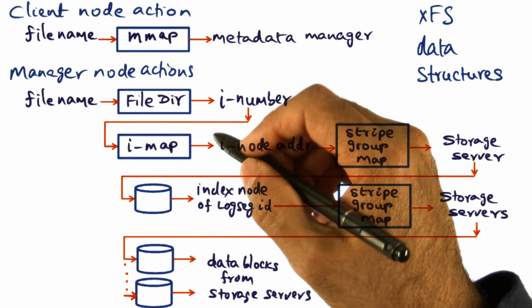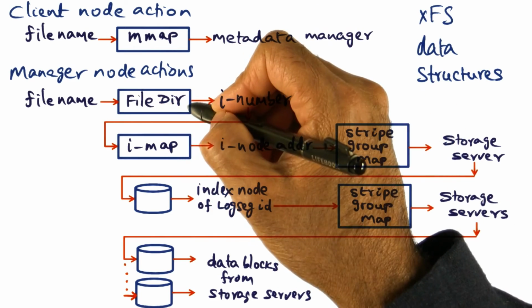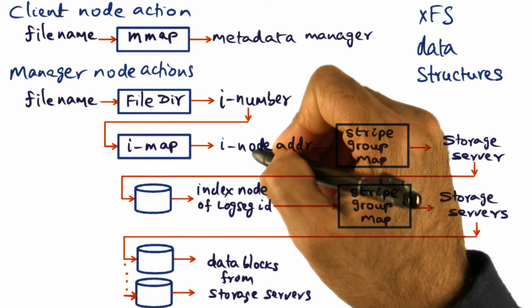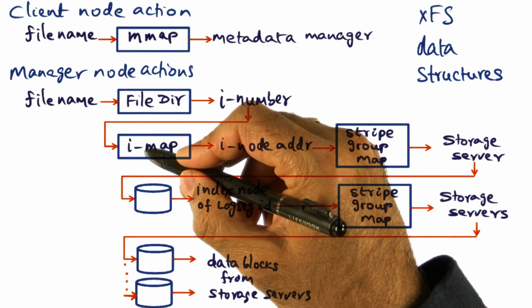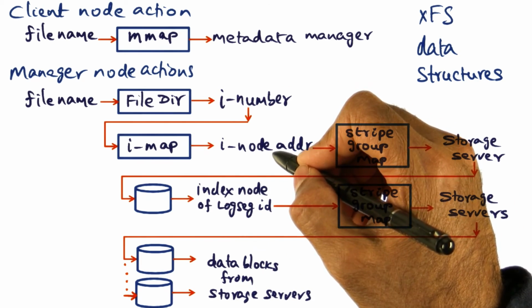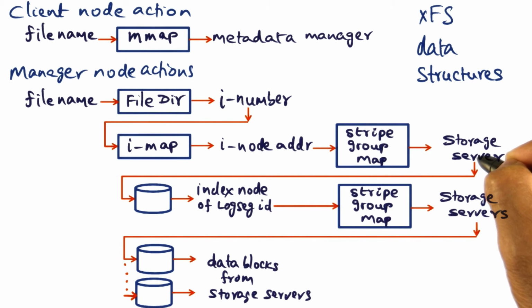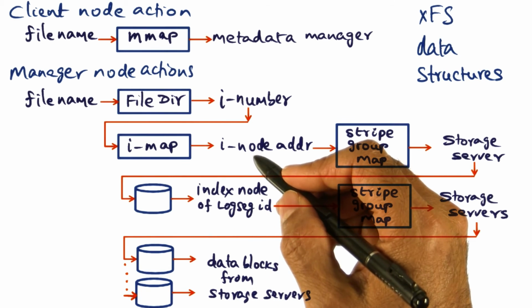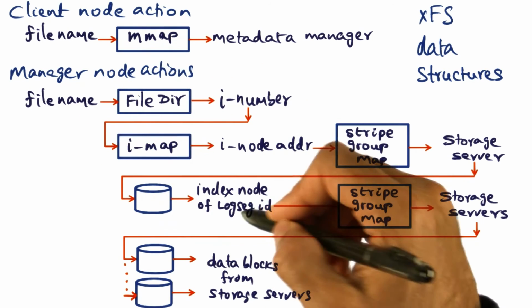Just to recap the data structures, file name to I number mapping is contained in this data structure file dir. The mapping between the I number and the inode address for the log segment ID, that is contained in this IMap. Given the inode address, I can consult the stripe group map to know which storage server actually has the inode for this file name, that is the log segment that corresponds to this file name.